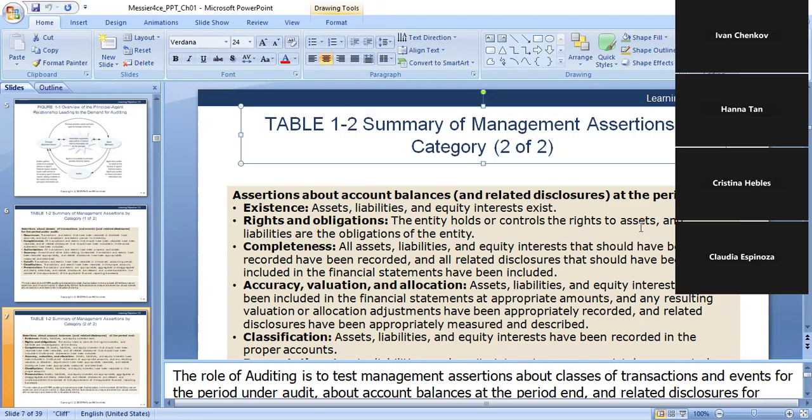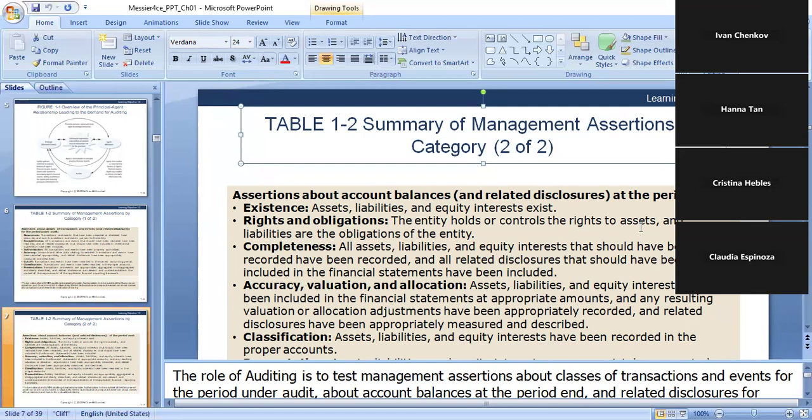Completeness: interests that should have been recorded have been actually recorded, and related disclosure. Now, if the truck is actually owned by the company, is it actually recorded as a truck of the company, or was it recorded as something else?